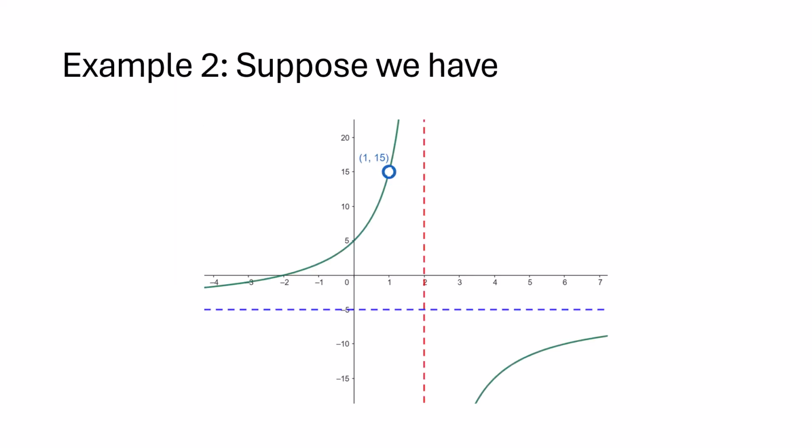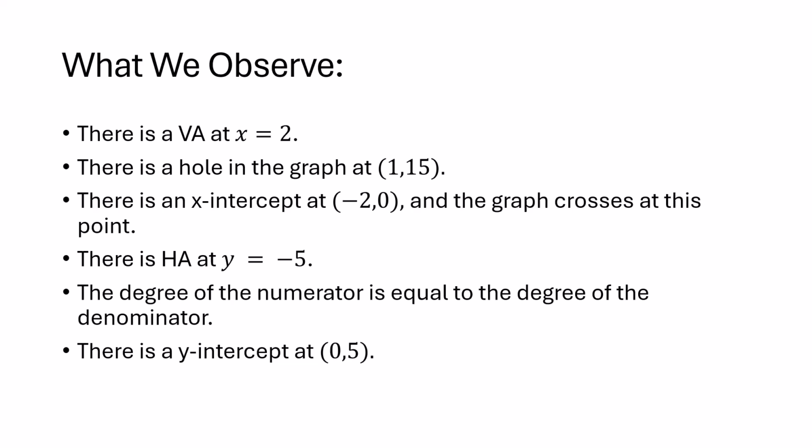Our second example appears as what we see on the graph here. So take a minute to observe this graph and see if you can pick off the important information. From the graph, we observe there's a vertical asymptote at x equals 2, but in this case, there is also a hole in the graph at (1, 15).